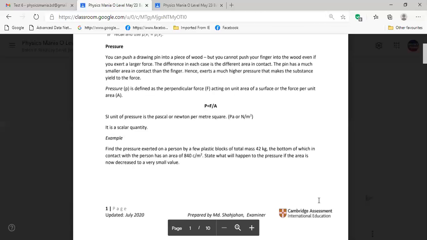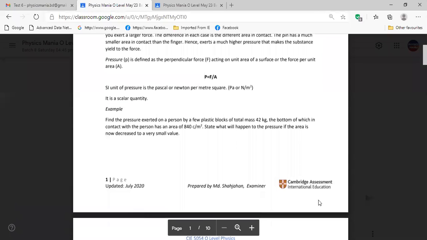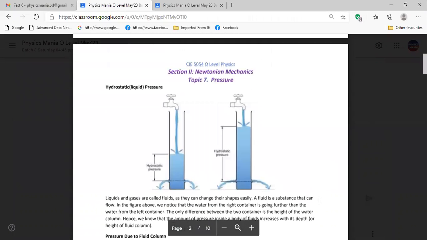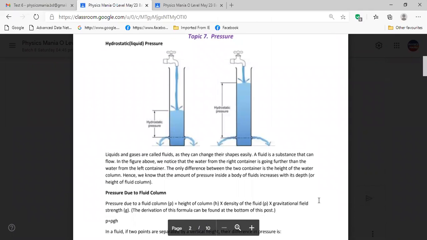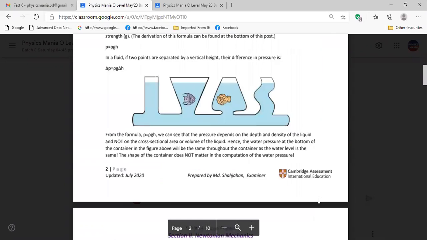Now they are saying, state what will happen to the pressure if the area is decreased to a very small value. Then the pressure will increase. Pressure is inversely proportional to area. It will increase, it will be huge, right? So you got this idea.